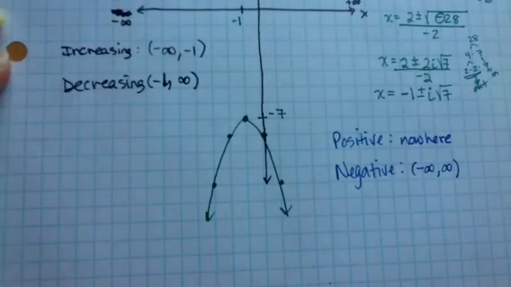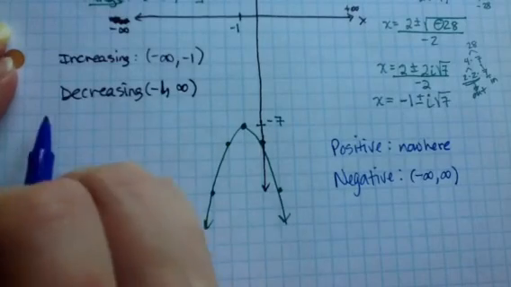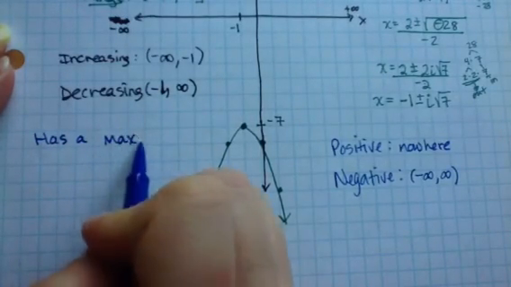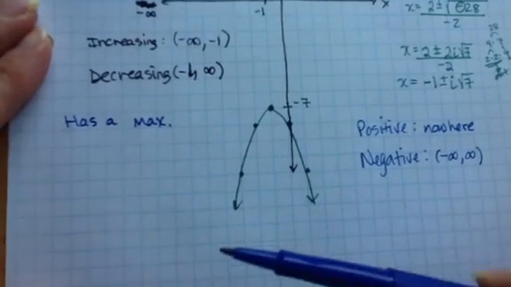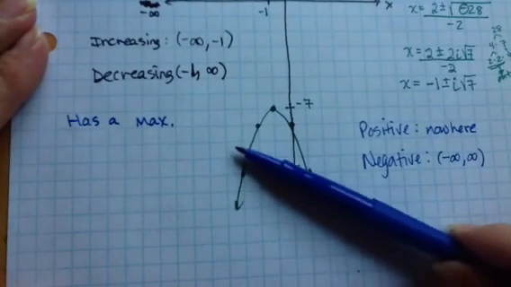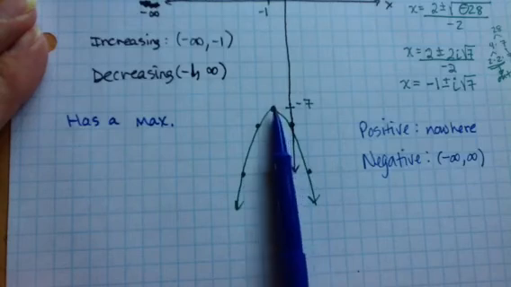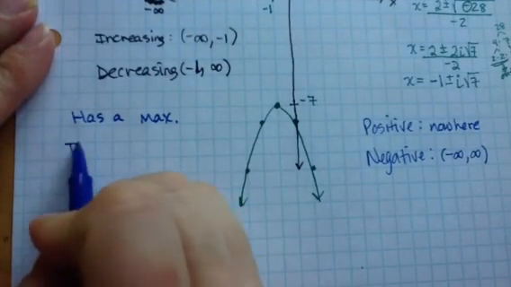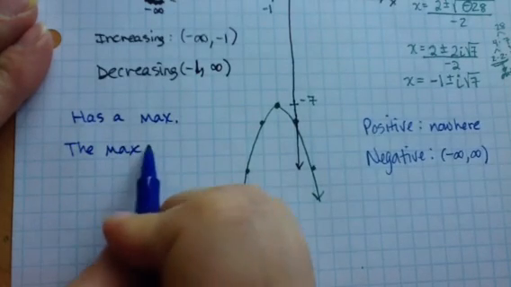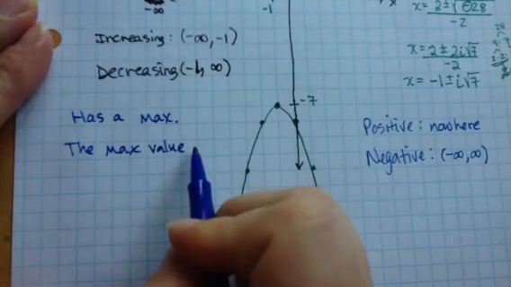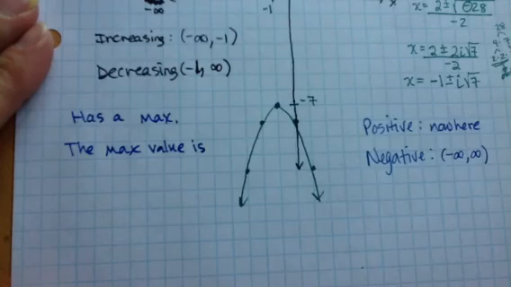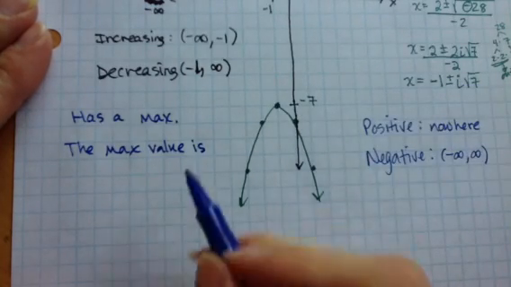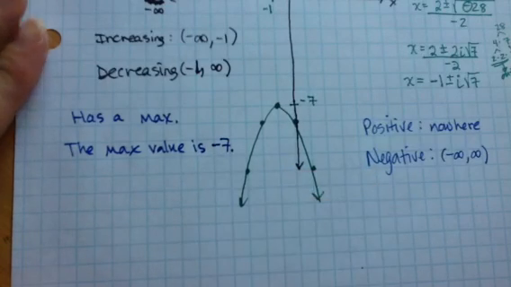Does this graph have a maximum value or a minimum value? This graph has a maximum because it starts from down low, it comes up to a certain point, and then it turns around and starts heading back down. It has a maximum, and the maximum value is the highest y value that the graph ever gets to, and the highest y value happens to be negative 7. So the maximum value is negative 7.